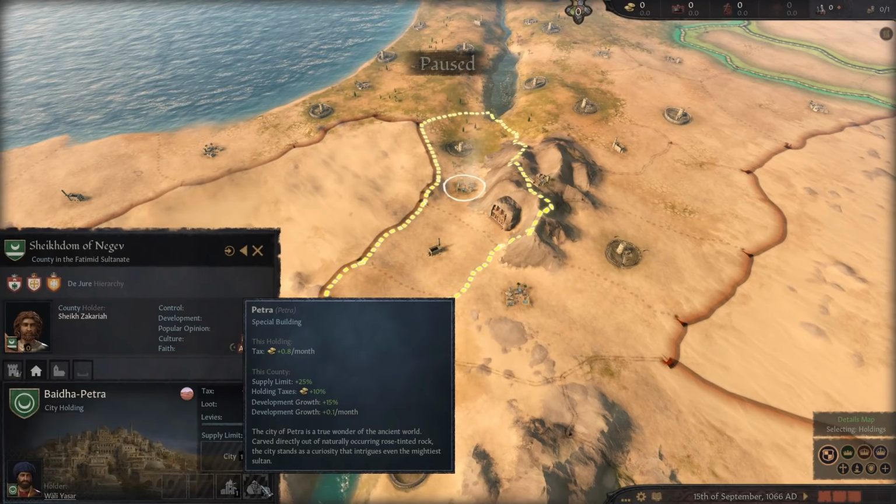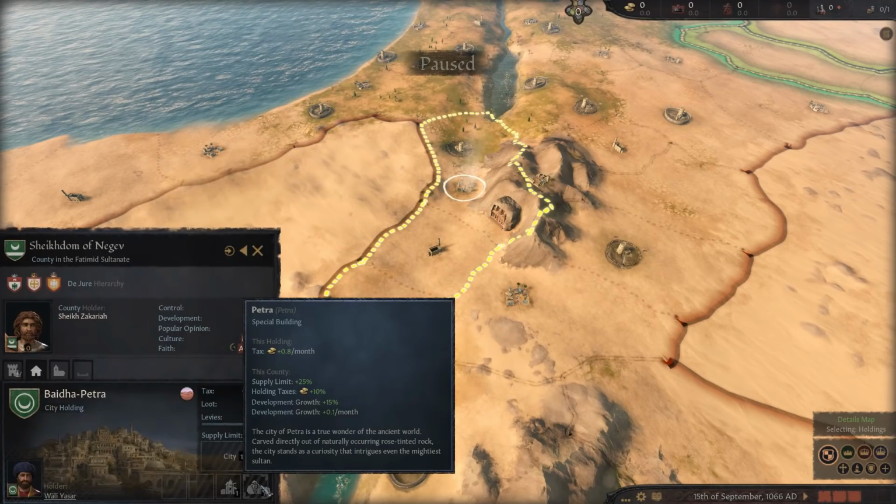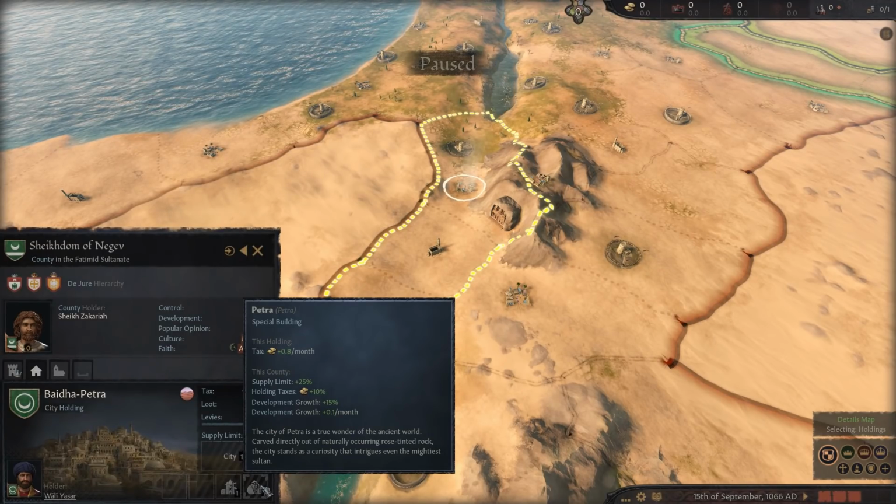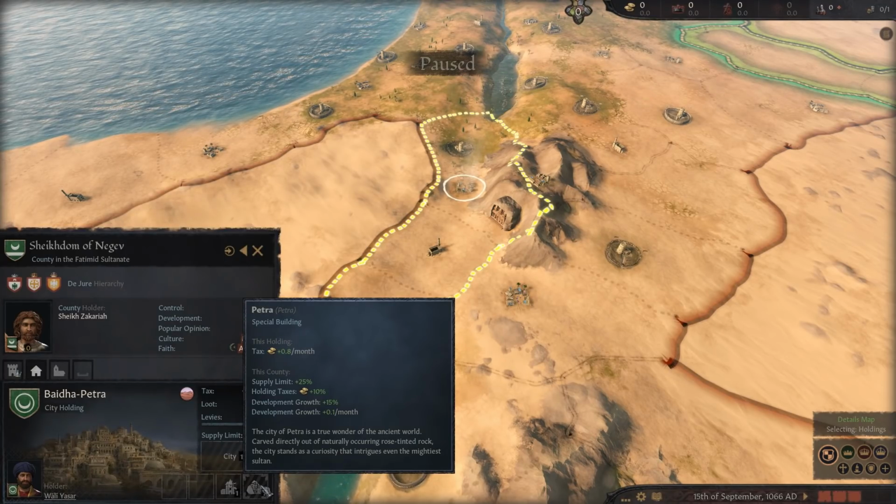The city of Petra is a true wonder of the ancient world. Carved directly out of naturally occurring rose-tinted rock, the city stands as a curiosity that intrigues even the mightiest sultan. So what does this give you? Holding, it gives you a +8 per month in taxes.